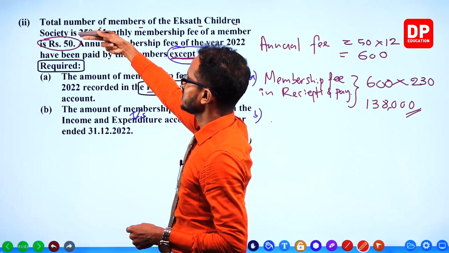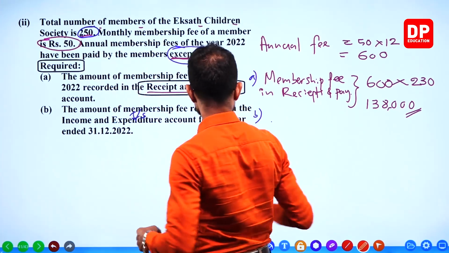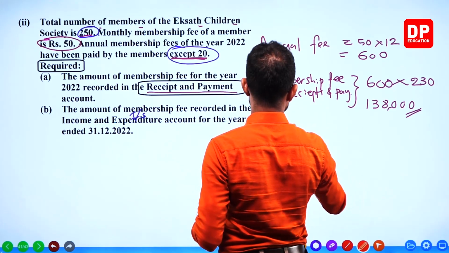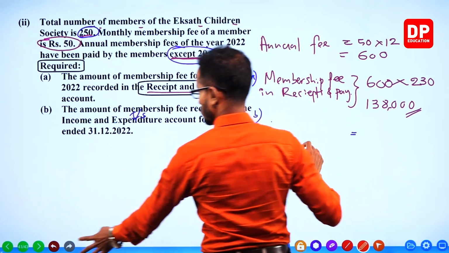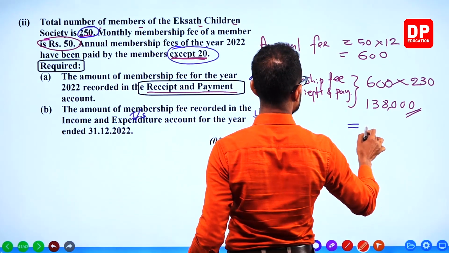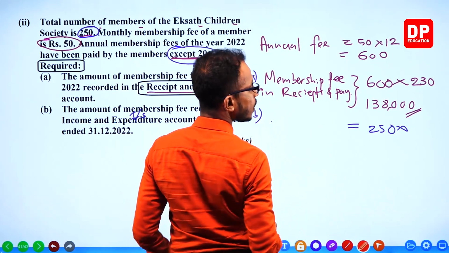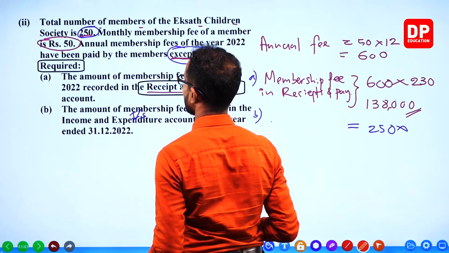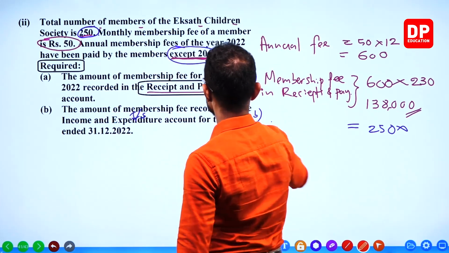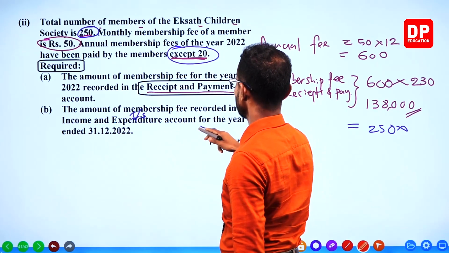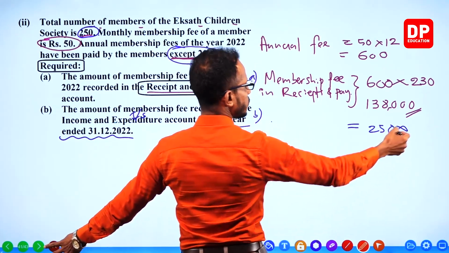Okay, that is easy. Total number of members 250, whether or not they paid, it should be 250 times how much? The 600 membership fee recorded in the income and expenditure account for the year. So 250 into 600.